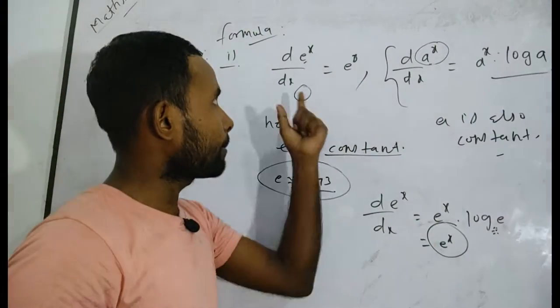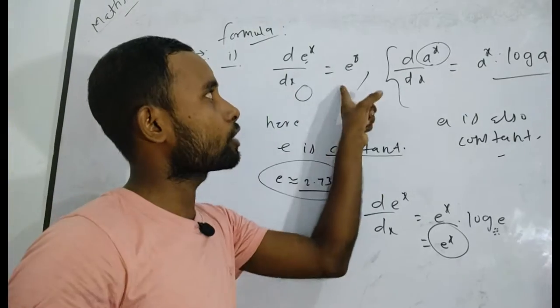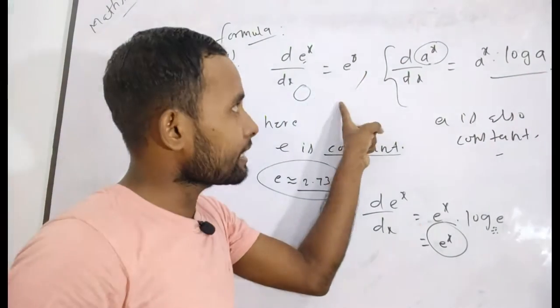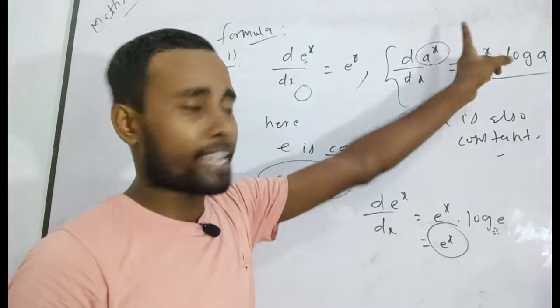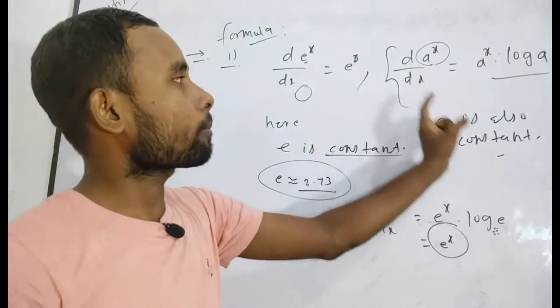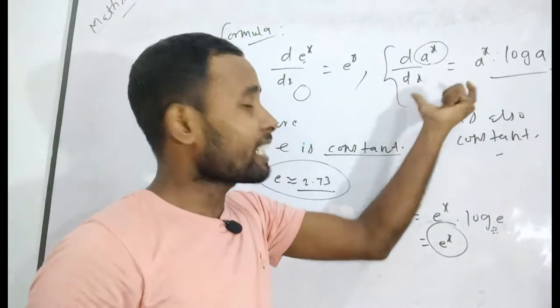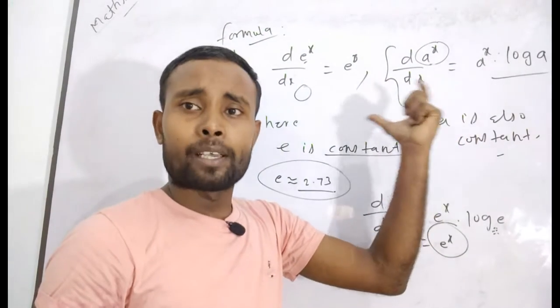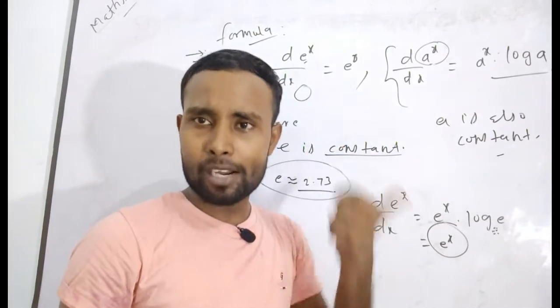That means the derivative of e to the power x with respect to x is equal to e to the power x, which is a special case of a to the power x. In actual fact, there is a single formula for the derivative of an exponential function.